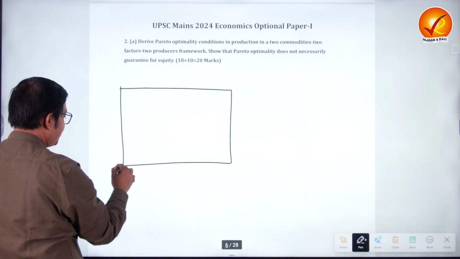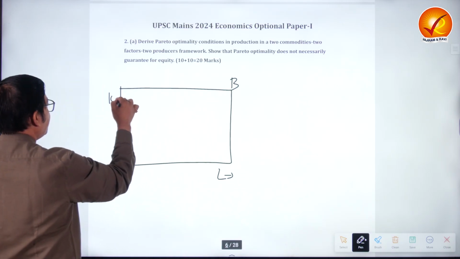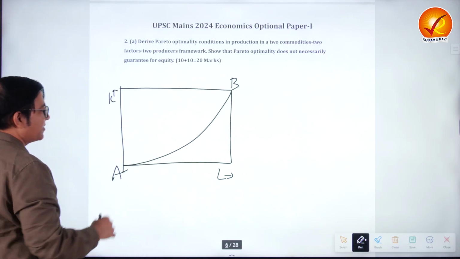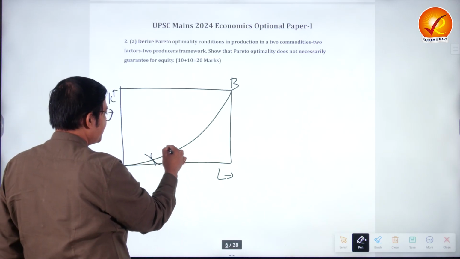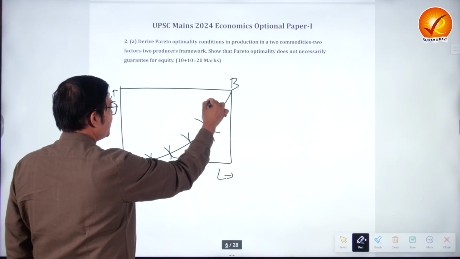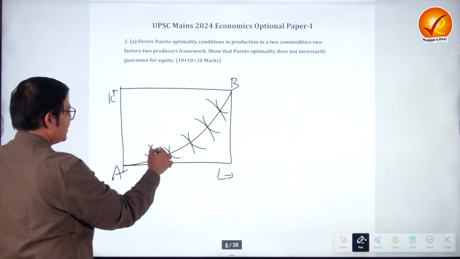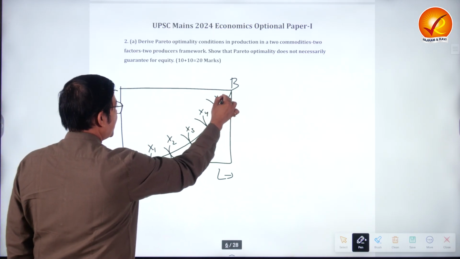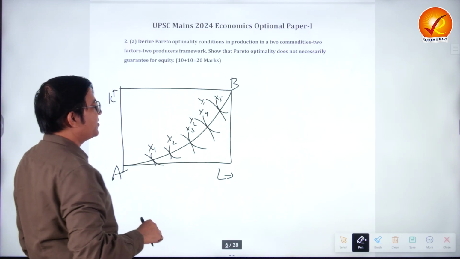Suppose that we are talking of 2 producers A and B. These are labor and capital. Then the production Edgeworth box will appear like this. Basically, it will be all the points of tangency of isoquants. Tangency of isoquants here means the different levels of X and Y. You can name them X1, X2, X3, X4, X5, and similarly Y1, Y2, and so on. These are the different levels of production.